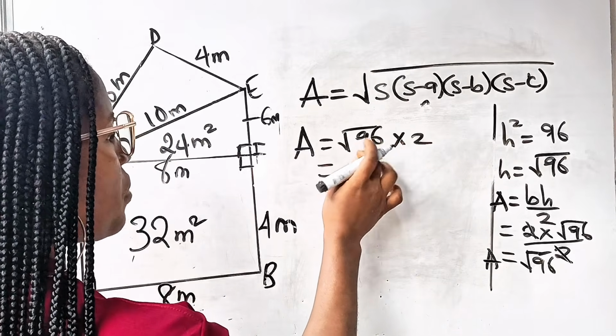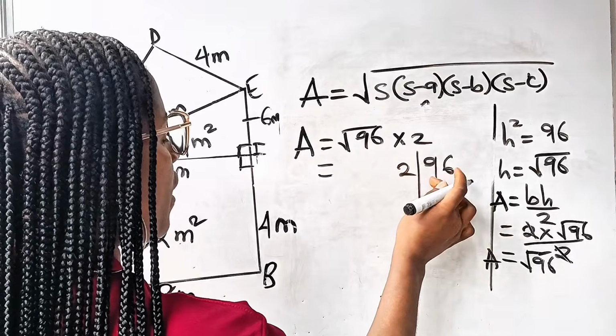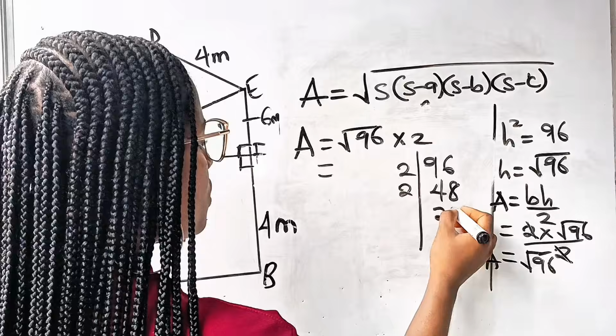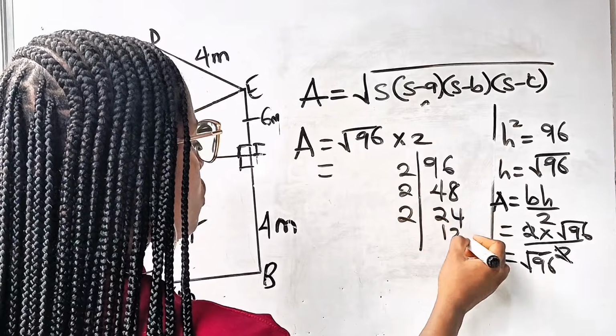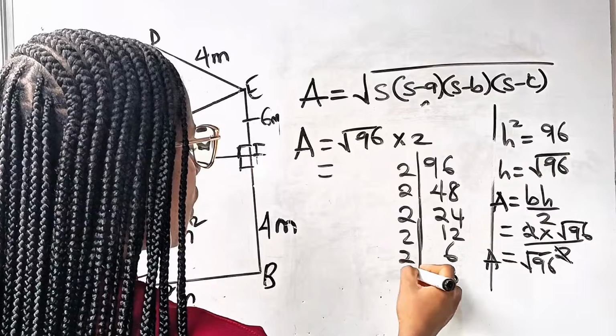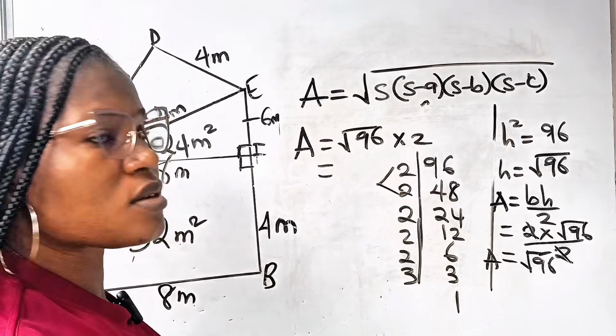Now, first of all, let's simplify 96. Now, 2 will divide 96 to give us 48. 2 will go again to give us 24. 2 will go again to give us 12. 2 will go to give us 6. 2 will go to give us 3. 3 will go to give us 1. So I'll pick by 2 because this is square root.